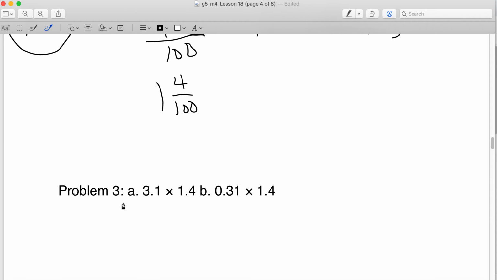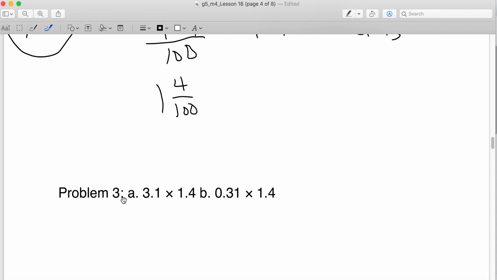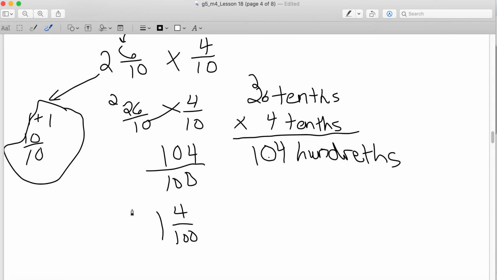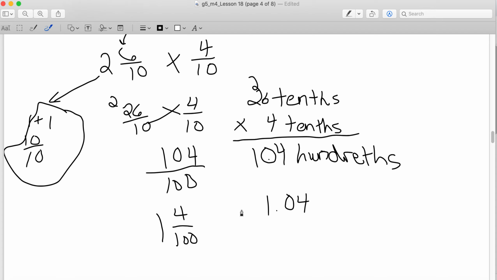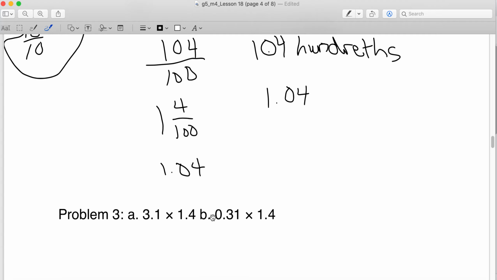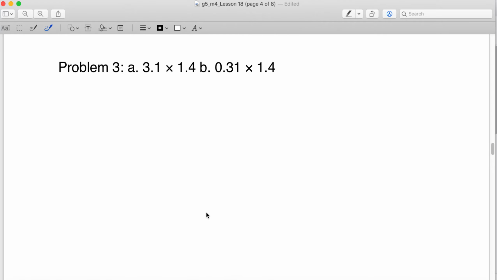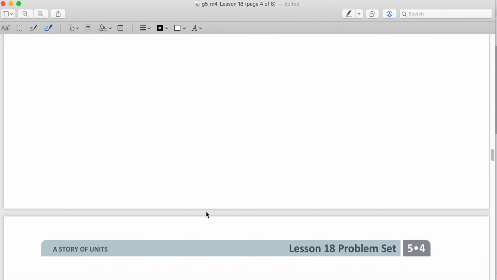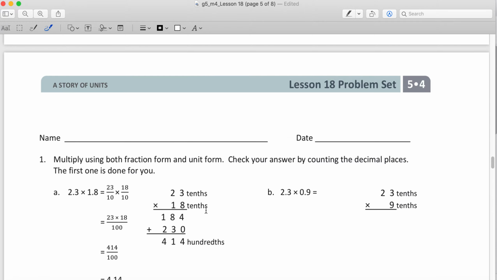I hope that this makes sense. Just wondering whether or not you need one more example of this. Let's do this problem down here. Oh, I'm sorry. Let me just finish this. 1 and 4 hundredths. Okay. All right. Same thing here. 1 and 4 hundredths. All right. I think we're going to go on to the problem set.